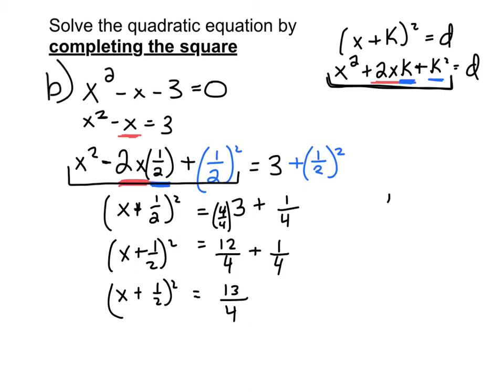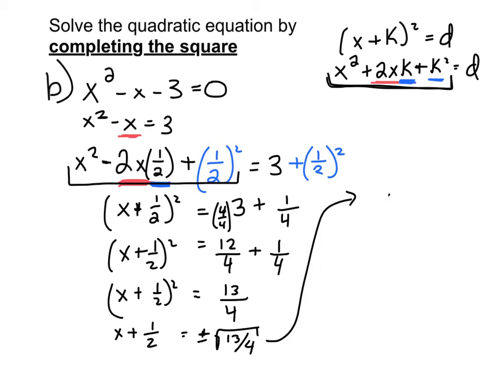So I'm going to go ahead and take the square root of both sides. So I'll have x plus 1/2 equals plus or minus the square root of 13 divided by 4. Alright, so I'm going to move this up here because I'm running out of room.